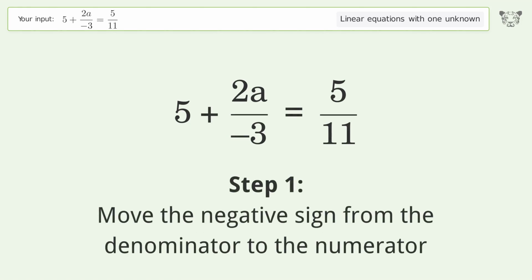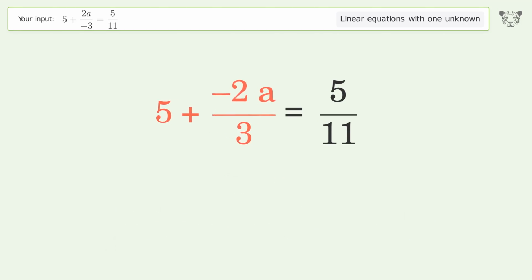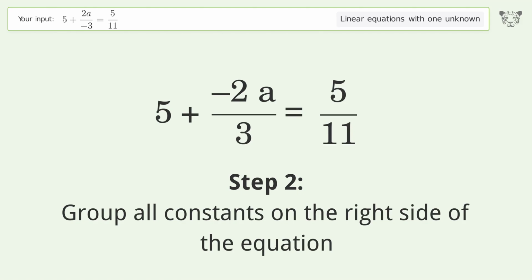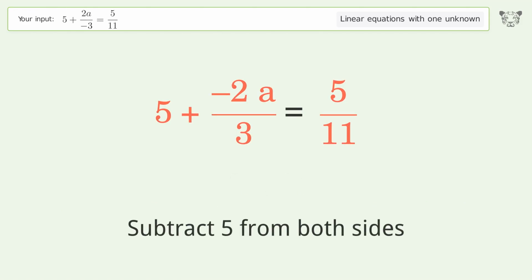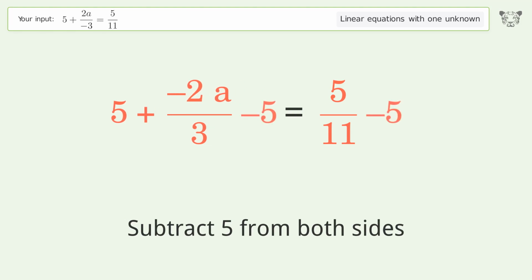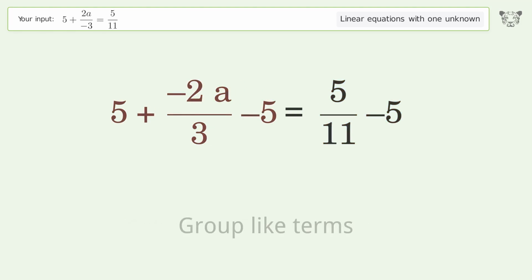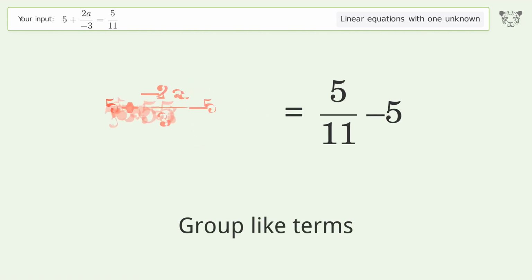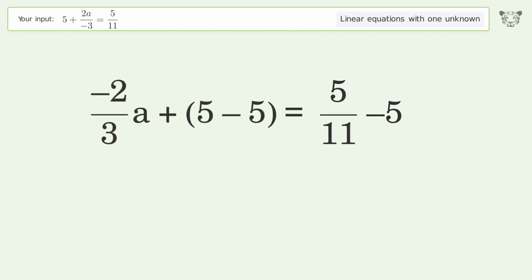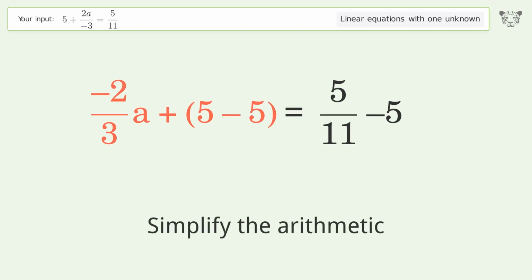Move the negative sign from the denominator to the numerator. Group all constants on the right side of the equation. Subtract 5 from both sides. Group like terms. Simplify the arithmetic.